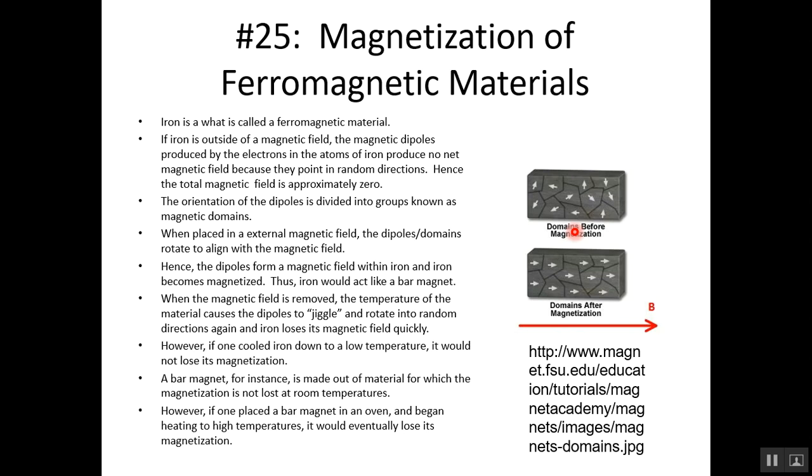So basically, they produce magnetic moments in random directions and also magnetic fields in random directions. The magnetic fields act like vectors. If they're all in random directions, they basically cancel each other out. There's no net magnetic field. You don't see anything. It doesn't behave like a magnet.